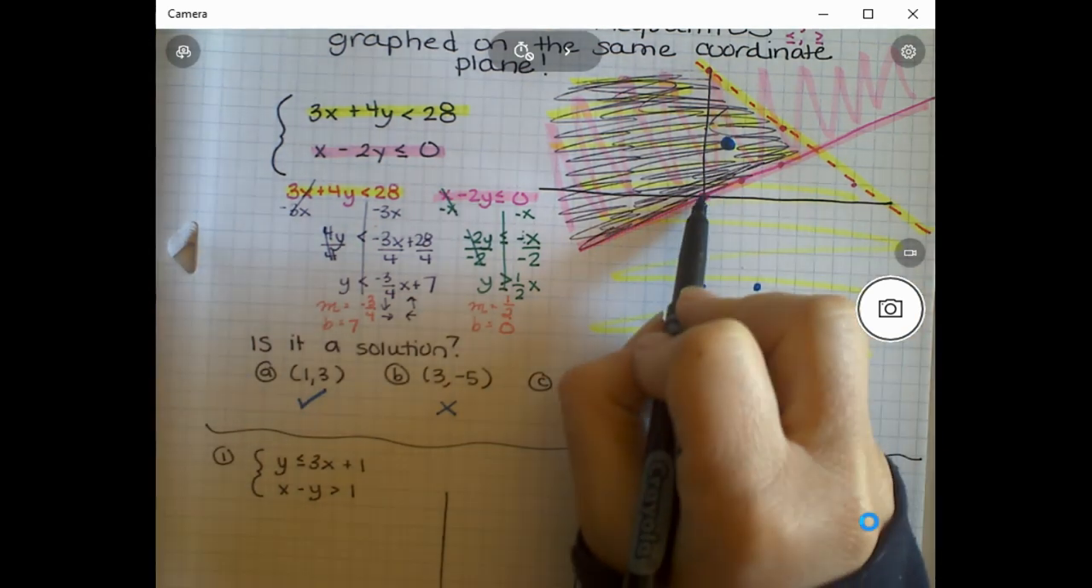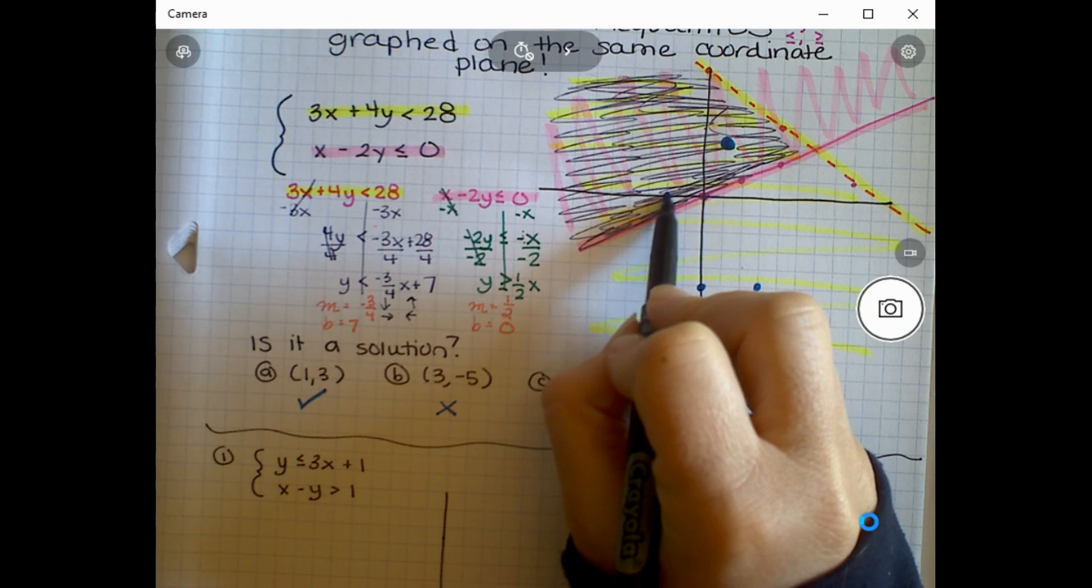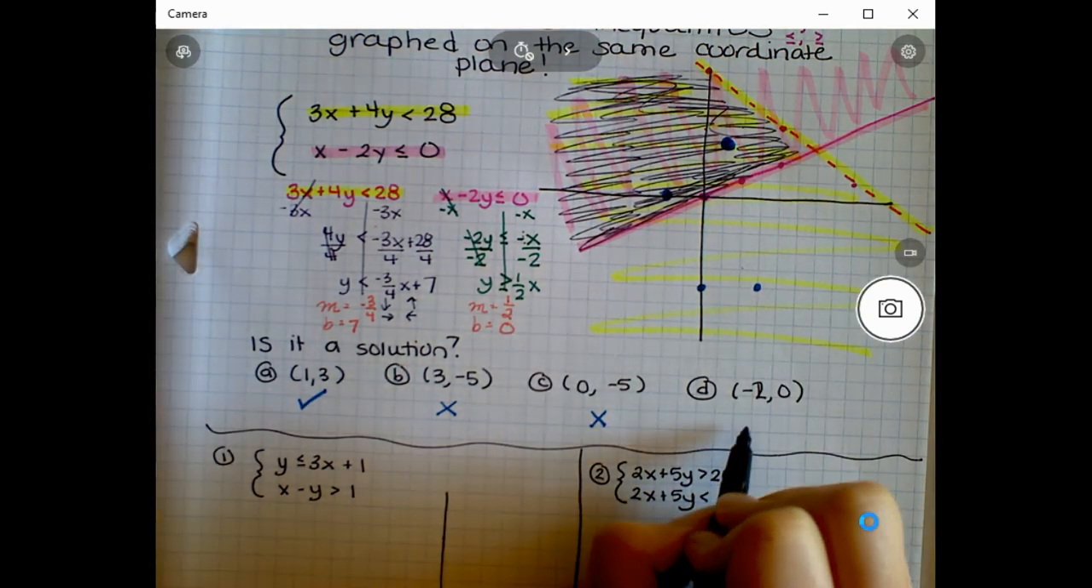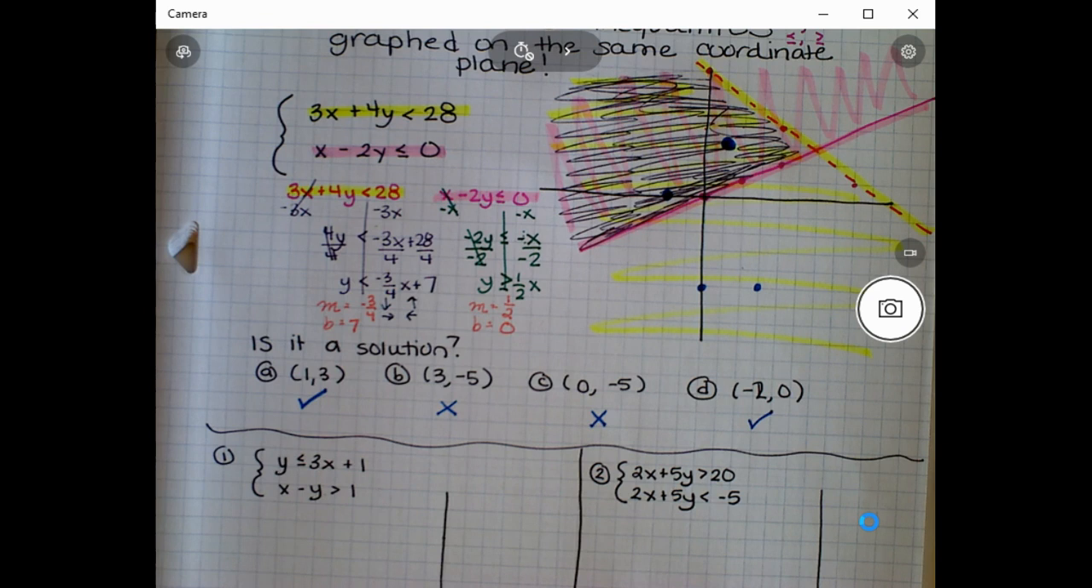Negative 2, 0. That is a solution to both. That's a solution to the system.